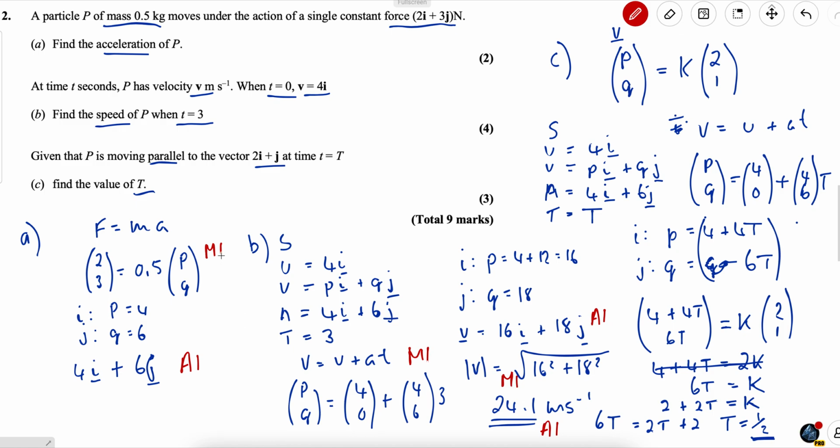Remember that with the method marks, one or two errors are allowed as long as it's clear that you have attempted to use the correct equation. For part C, there's a method mark for making an equation v equals u plus at. Then there's another method mark for finding simultaneous equations and equating them to each other here. And then there's an accuracy mark for the final answer correct.